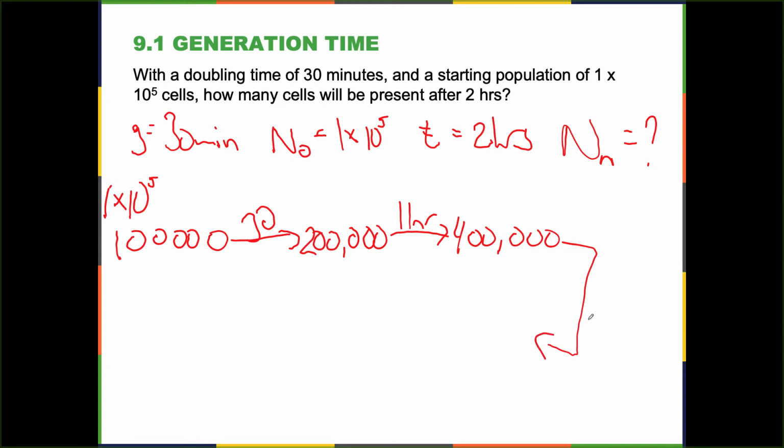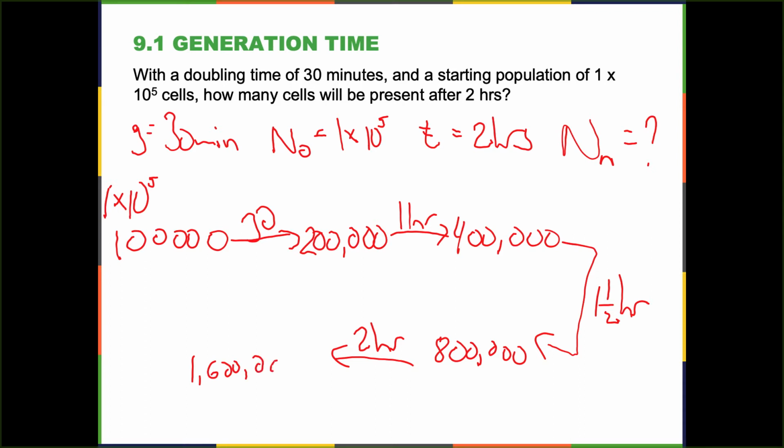And then we are still not at 2 hours yet. So now we're going to go 1.5 hours, and this will now be, again putting it in my calculator, 400,000 times 2. Now we're going to be at 800,000. And then another 30 minutes, oh, look at that. We're now at 2 hours. So this will be our final number. We are now at 1,600,000. And if you did it the scientific notation way, that would be 1.6 times 10 to the 6 cells. And so that will be your final answer.